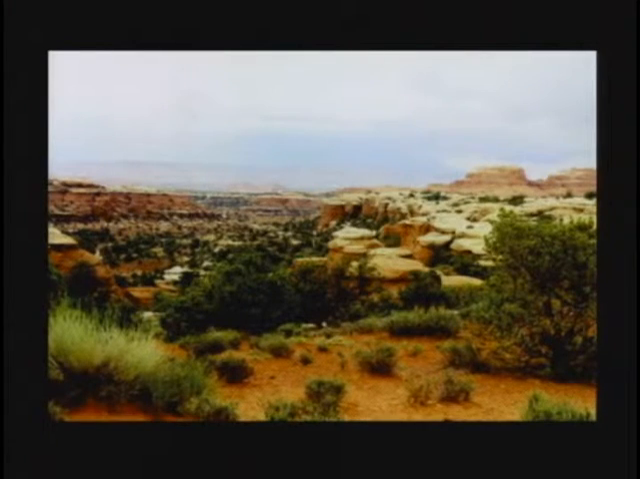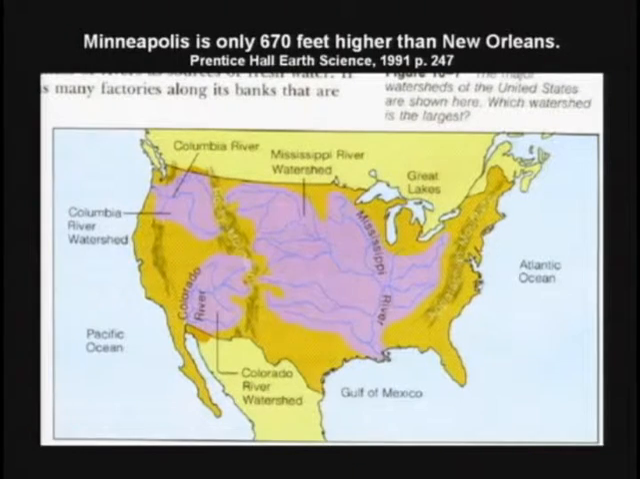A 5-mile mountain on an 8,000-mile earth is insignificant. We talked about raising the oceans greatly changes the shapes of the continents, and so does lowering the oceans. I think these erosion marks, these erosion canyons and things, happen after the flood. Minneapolis, for instance, is 670 feet above sea level.